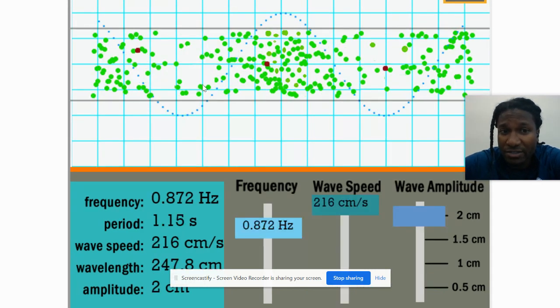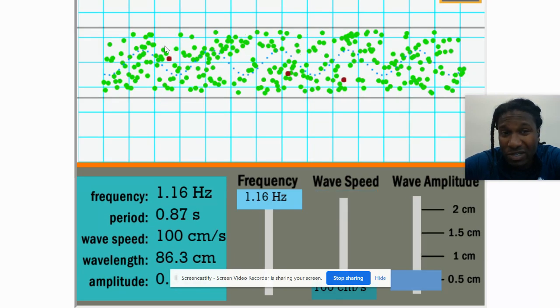So again, here's the one with 2 centimeter amplitude. You can see where this is really dense. The molecules are super compressed. There's tons of molecules here, not so much here. That's with high amplitude. With low amplitude, the compression is hard to see. The density at the compression and the density of molecules at the refraction seem about the same.